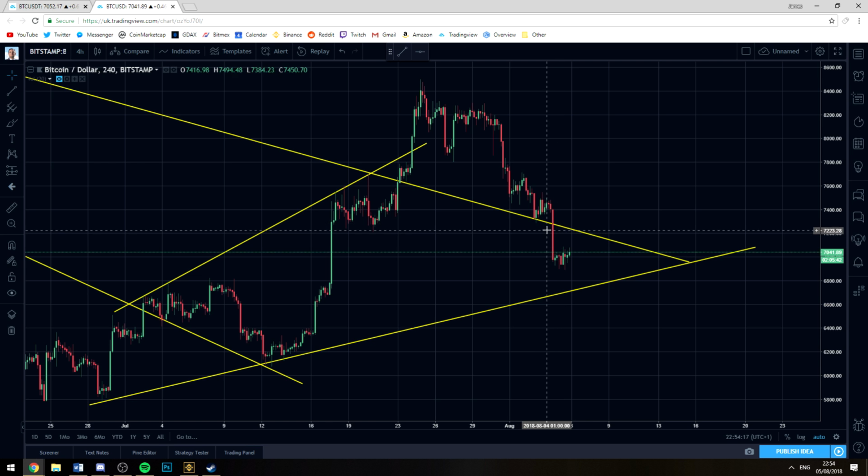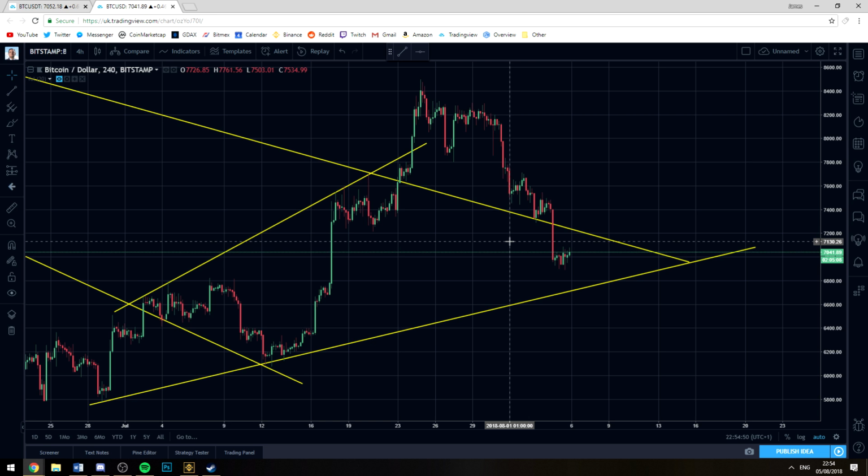So what you could have done there is, as you got the breakdown through that trend line, you could have sold or shorted if you wanted, and made some very nice money as it came down there. One thing I do like to do when I'm trading with trend lines is to make sure that we have got confirmation. Now, a big thing about Bitcoin is that there are a lot of fake outs.